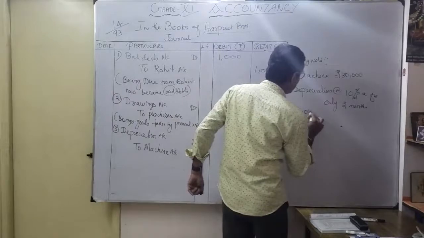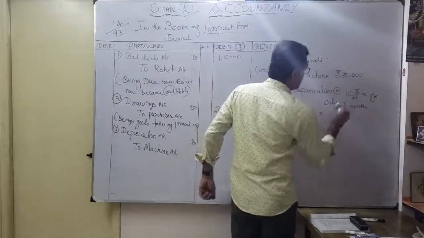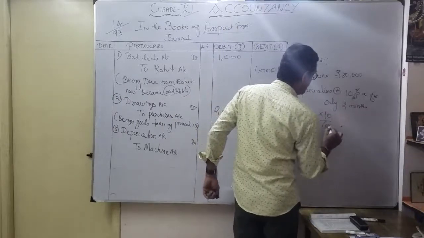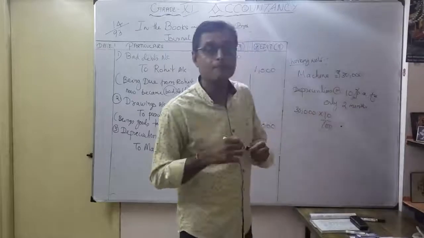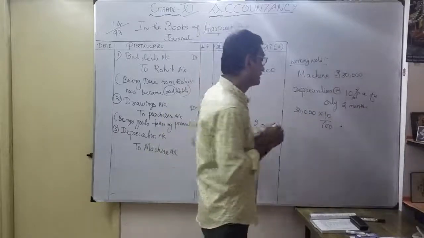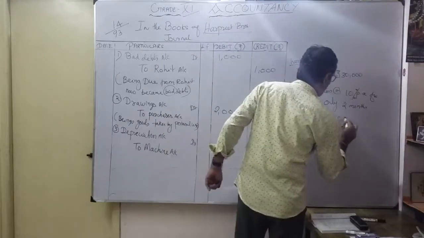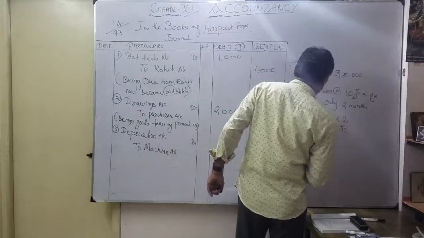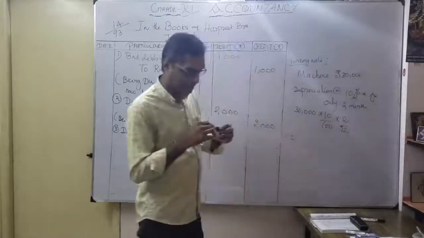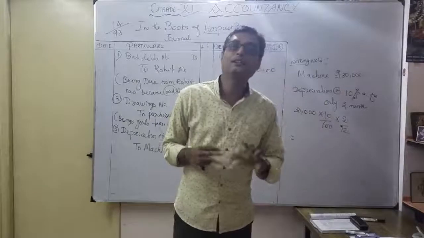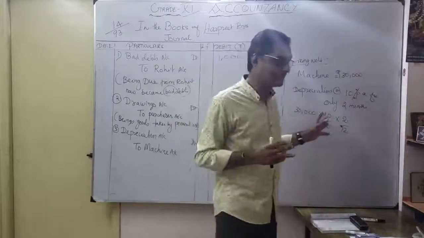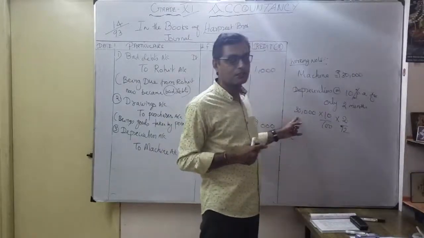30,000 is the machine value, into 10% is the depreciation. I am going to charge it not for all 12 months. They said only for 2 months. So 2 by 12. That's why the equation is very, very important. So at least if you are a little bit good in maths, now you can replace that maths here. Okay. So 30,000 is the cost of the machine.